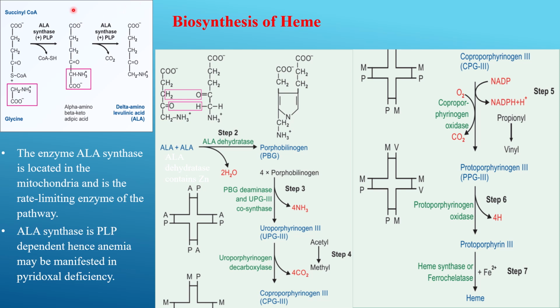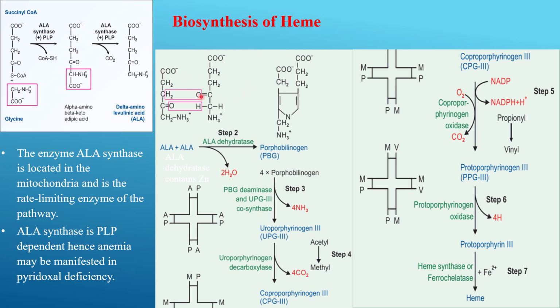So step 1 involves succinyl coenzyme A and glycine. They condense in the presence of the enzyme ALA synthase, and coenzyme A is released here. This enzyme requires the presence of pyridoxal phosphate, and in the presence of this coenzyme it finally converts into delta aminolevulinic acid. The enzyme ALA synthase is located in the mitochondria and is the rate limiting enzyme of the pathway, and ALA synthase is PLP dependent, hence anemia is manifested in the deficiency of pyridoxal phosphate.